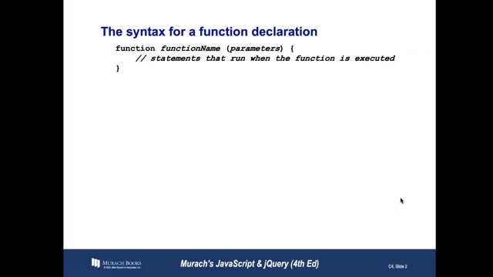So the syntax for a function declaration is important. We have the word function here, and then the function name, and then parameters inside parentheses. The parameters are values that get sent to the function because the function may need to run them.